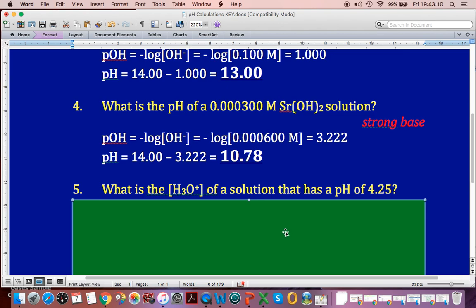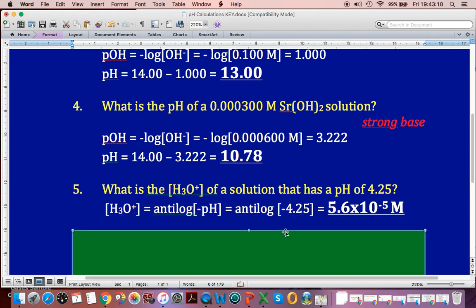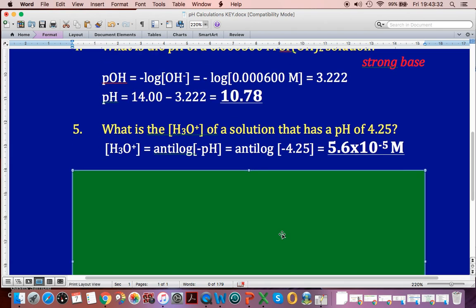What is the H3O+ of a solution that has a pH of 4.25? So now we're going the other way. We're starting with pH and we're going to H3O+, so we have to use that anti-log or inverse log. So 4.25 becomes minus 4.25. We anti-log it and we get 5.6 times 10 to the minus 5. The 4.25 had 2 sig figs, so we have 2 sig figs here.